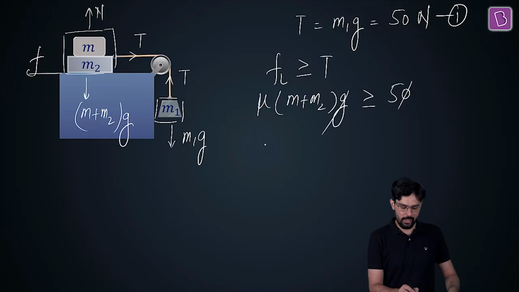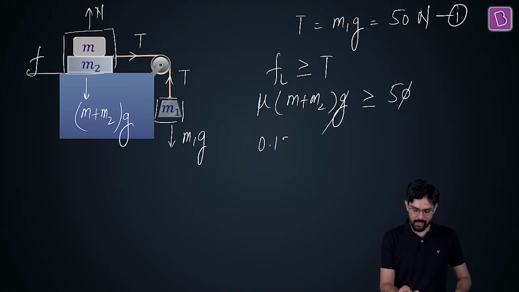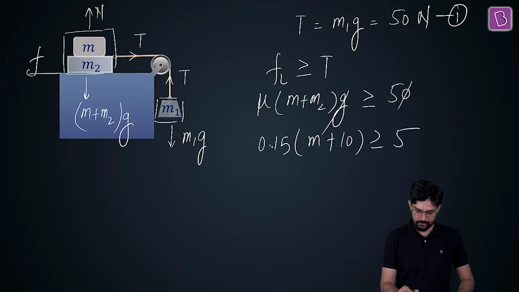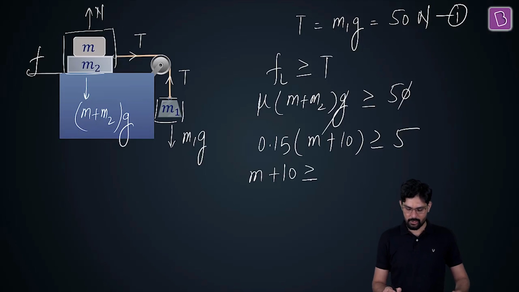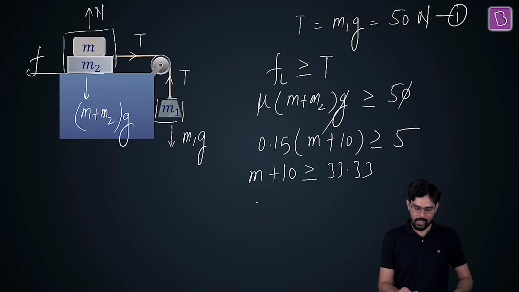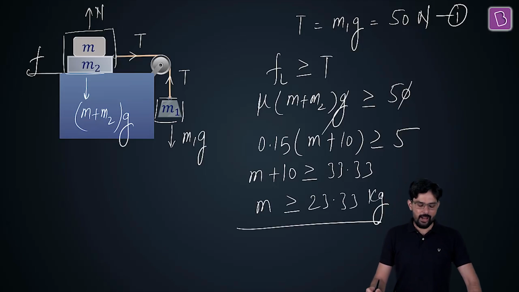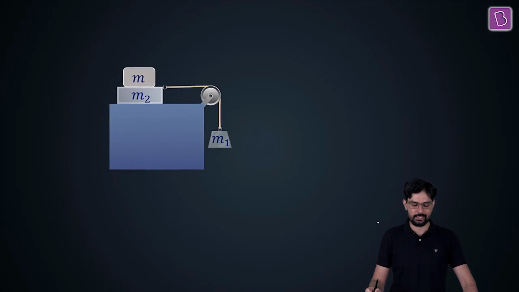Now this g will be gone, and now we can put the value of mu as 0.15 into (M plus 10), and this should be greater than or equal to 5, right? And can you see from here, you have the value of M plus 10 to be greater than or equal to 5 divided by 0.15, that is 33.33. And this means that M should be greater than or equal to 23.33 kg. So the value of the mass of the block that should be kept on top of M2 should be greater than or equal to 23.33 kg.